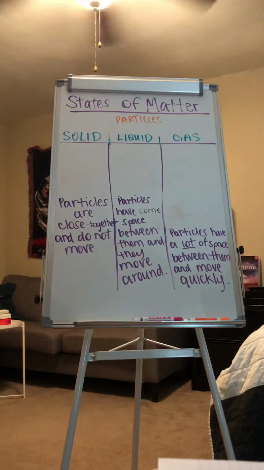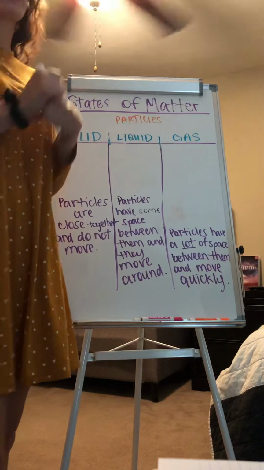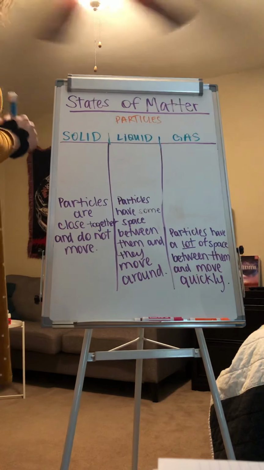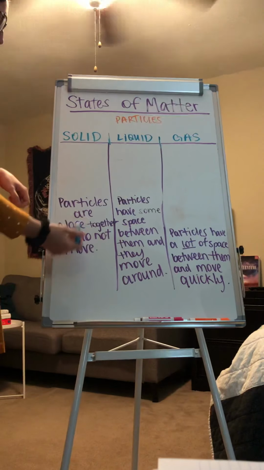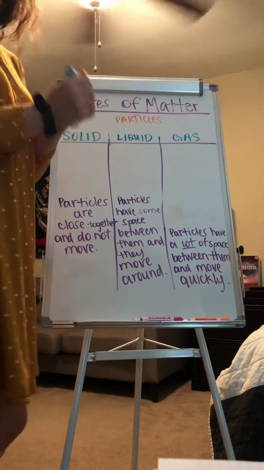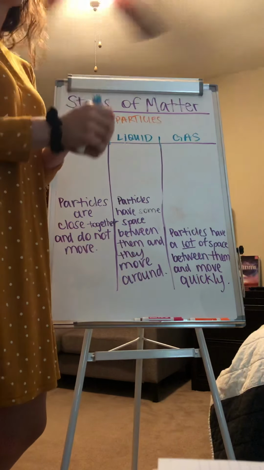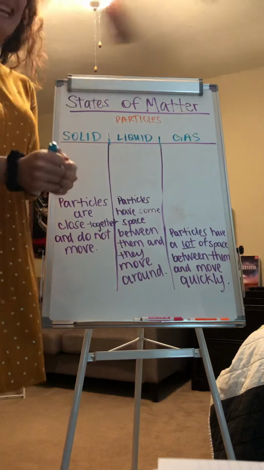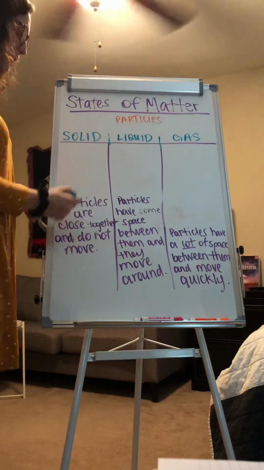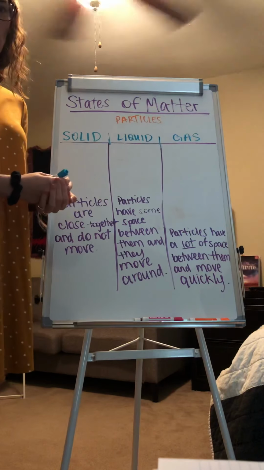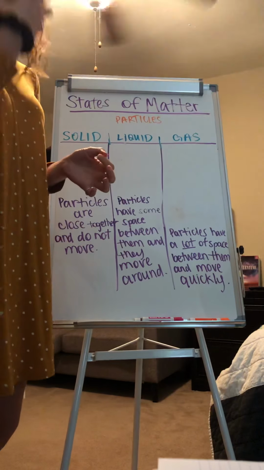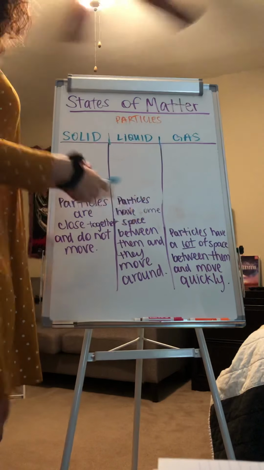Right, boys and girls, so we spent this lesson today talking about the particles in a solid, a liquid, and a gas. In talking about a solid, we spoke about how the particles are close together and they do not move. So a solid has a definite volume and a definite shape. The only way you can change the shape of a solid is if you force it to change, such as an apple, if you bite it, it's going to change shape.